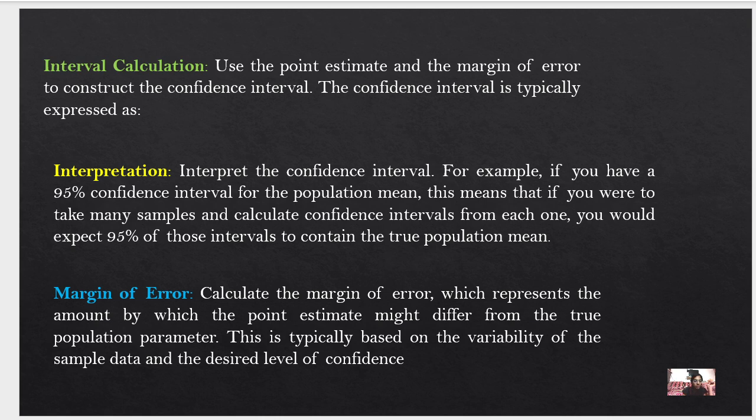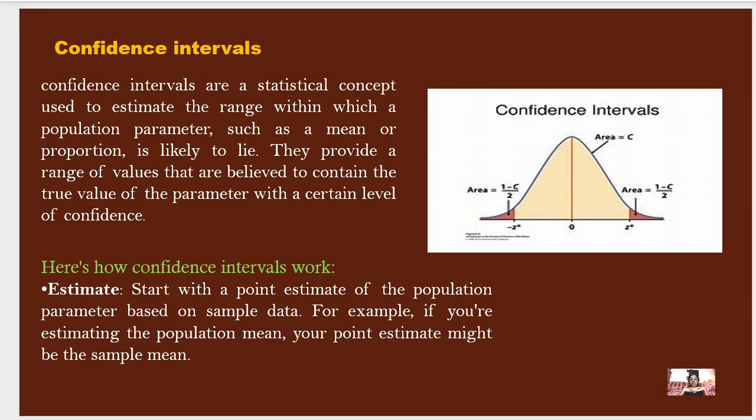Which is confidence interval. I'm sorry. Confidence intervals are a statistical concept used to estimate the range within which a population parameter, such as a mean or a proportion, is likely to lie. Confidence interval means, if you have a statement, within which range your statement lies. So they provide a range of values that are believed to contain the true value of the parameter with a certain level of confidence. Let's see how confidence intervals work.